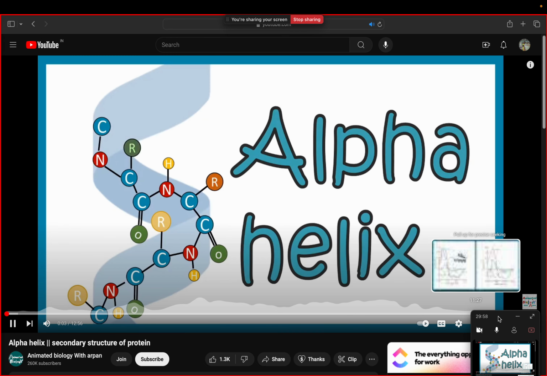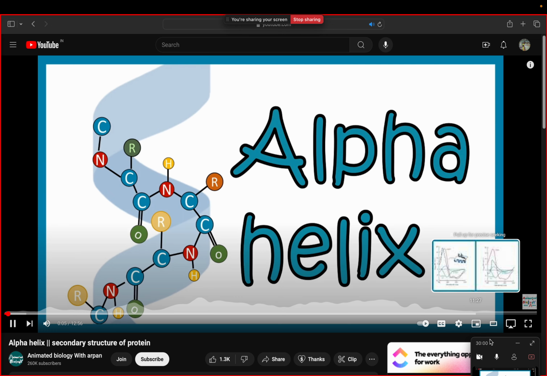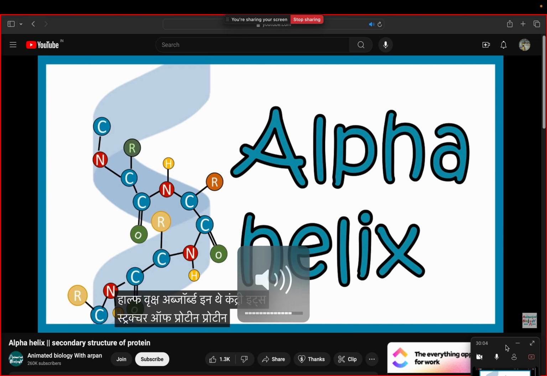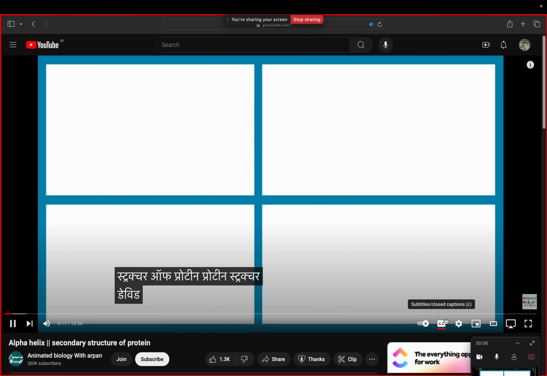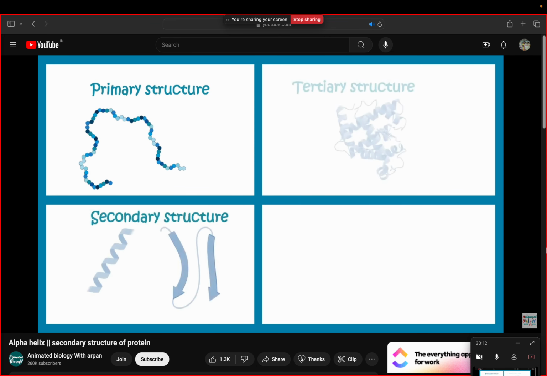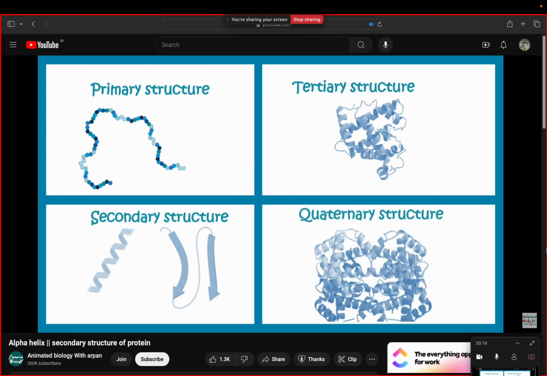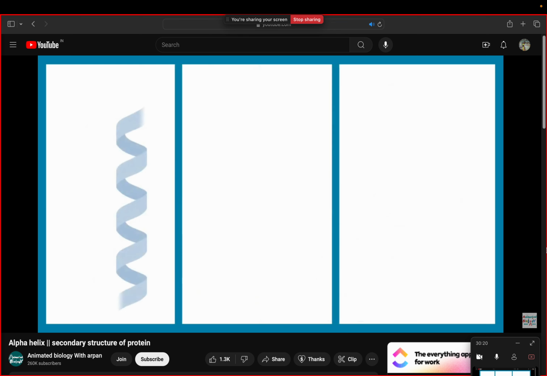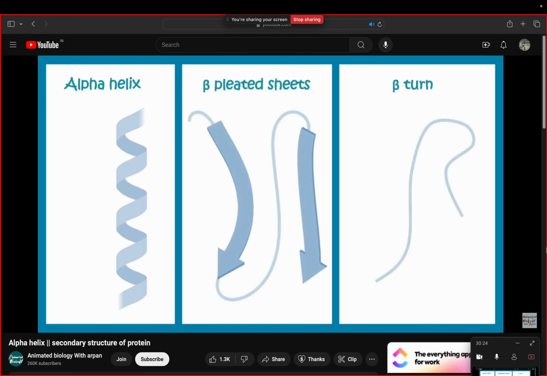Talk about alpha helix structure, which is a common secondary structure of protein. If we talk about protein structure, then it can be classified into four different levels: the primary structure, secondary structure, tertiary, and the quaternary structure. But this video would focus on the secondary structures. Out of the secondary structures, we have alpha helices, beta turns, and beta pleated sheet.